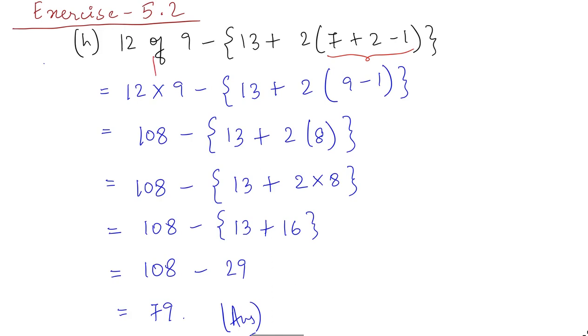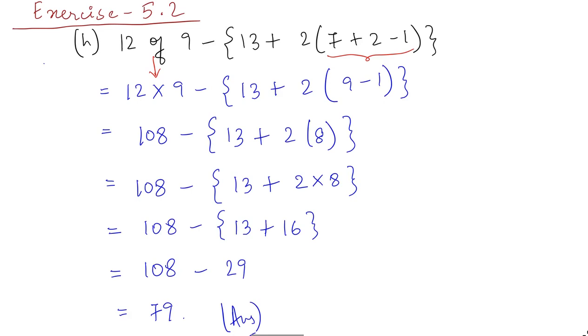Instead of "of" I have put a multiplication sign here. So 12 into 9 minus inside curly bracket 13 plus 2 and inside parenthesis we have 9 minus 1. Then we will close all the brackets. Next 9 minus 1 is 8 and 12 of 9, we can also simultaneously solve this. 12 into 9 is 108 minus inside curly brackets we will get 13 plus 2 into 8, curly bracket close.